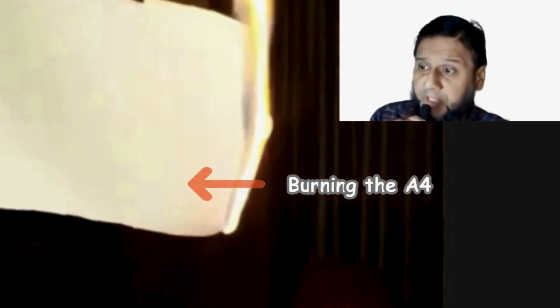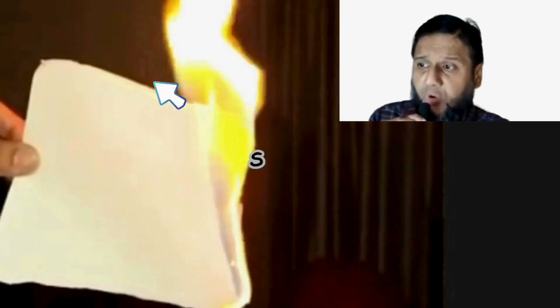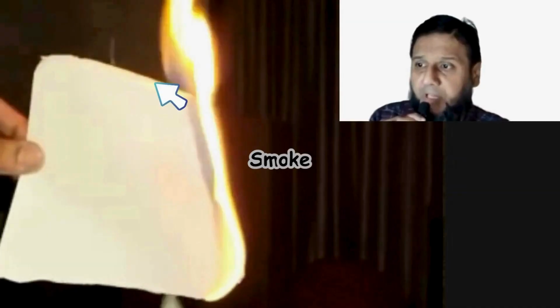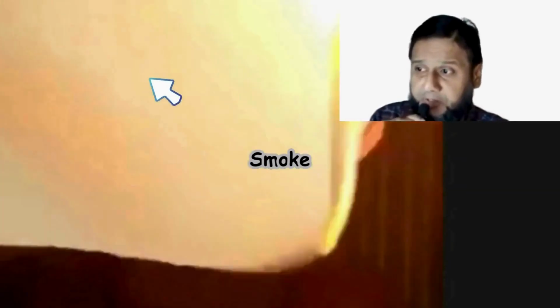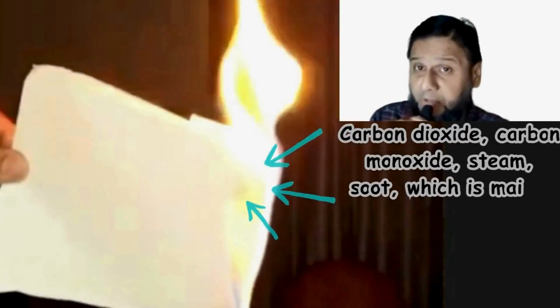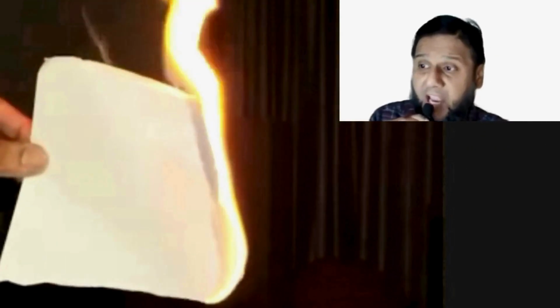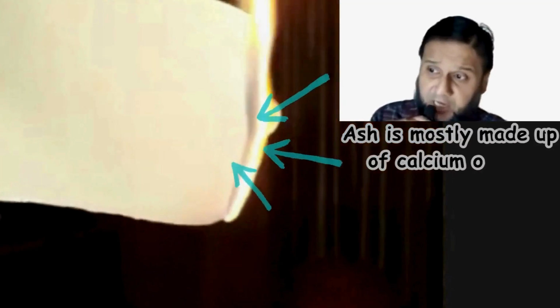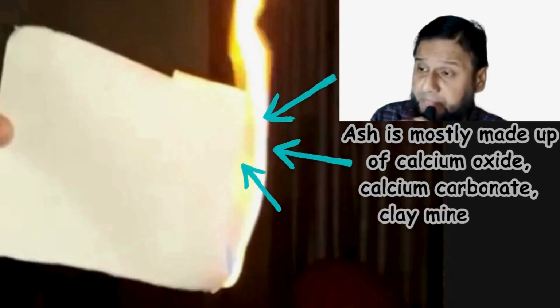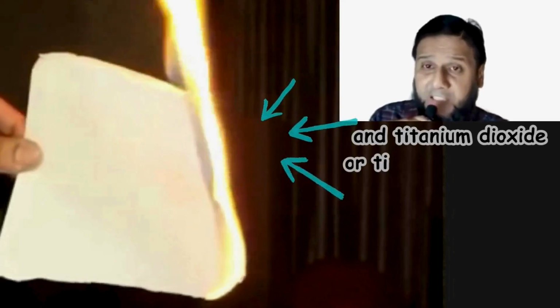You see it's burning now. If you watch carefully, there will be some gaseous smoke coming out during the burning process. Smoke includes carbon dioxide, carbon monoxide, steam, soot, which is mainly carbon, and solid residue or ash. Ash is mostly made up of calcium oxide, calcium carbonate, clay minerals, and titanium dioxide.